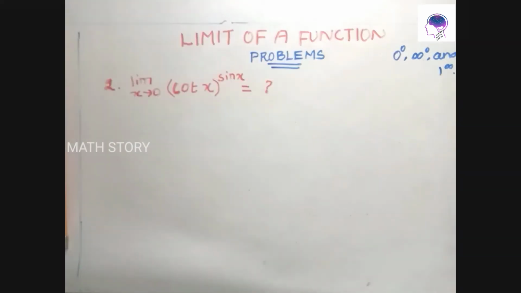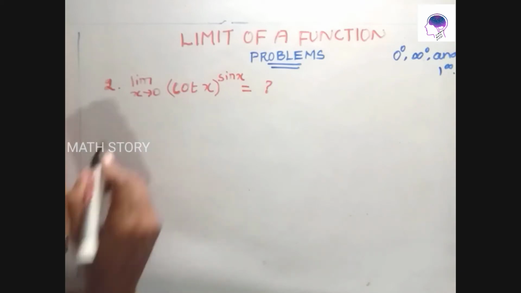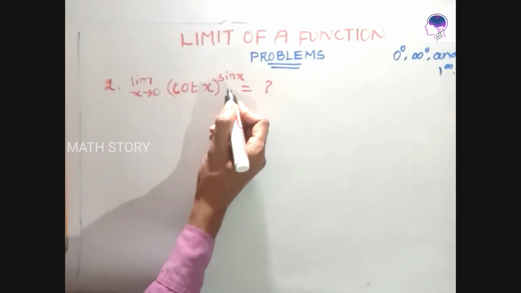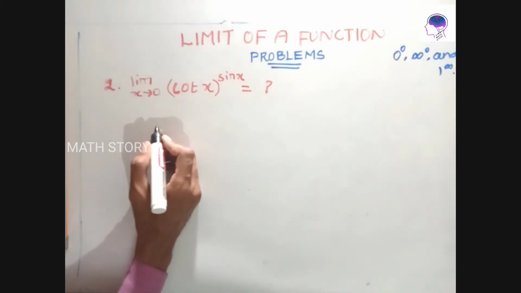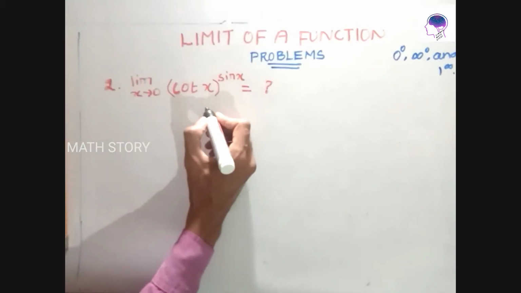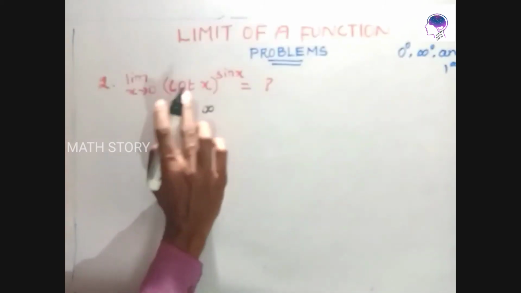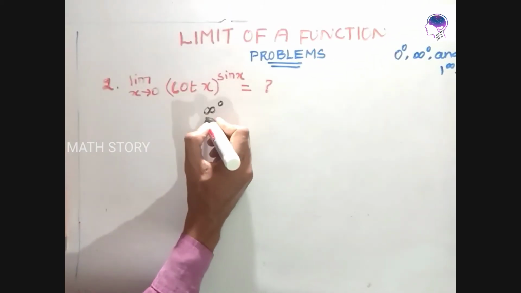And now we are going to solve another important and interesting problem. Limit x tends to 0 cot x power sine x equal to what? Okay, just applying the limit directly, we get cot x value as infinity and sine x value 0, right? It means the infinity power 0 form.